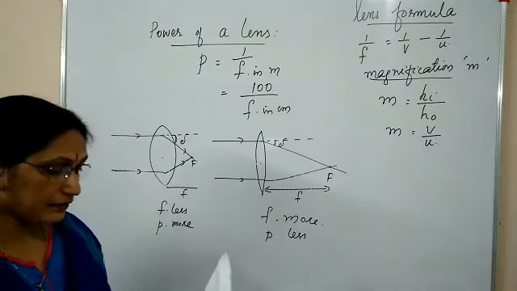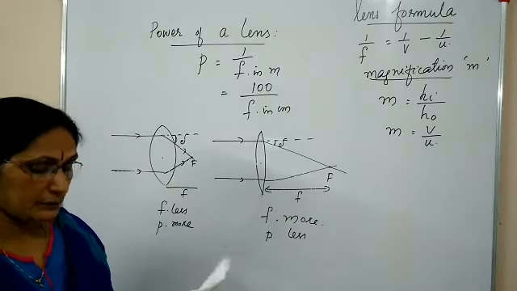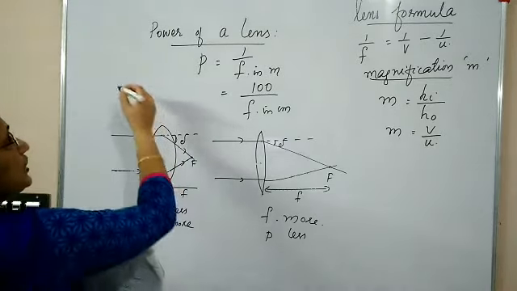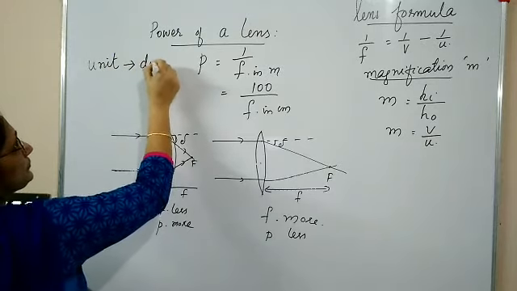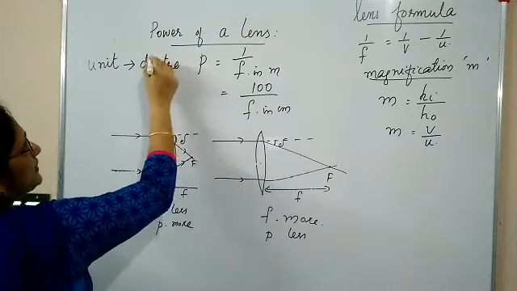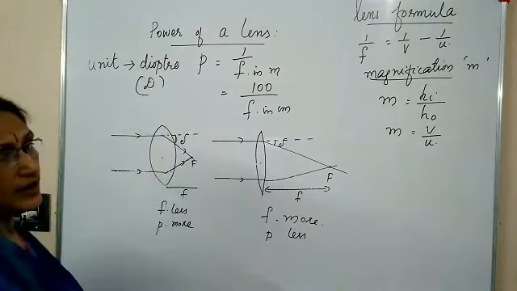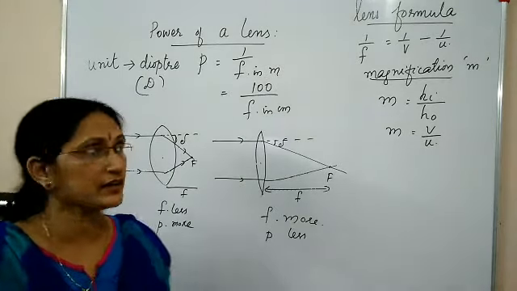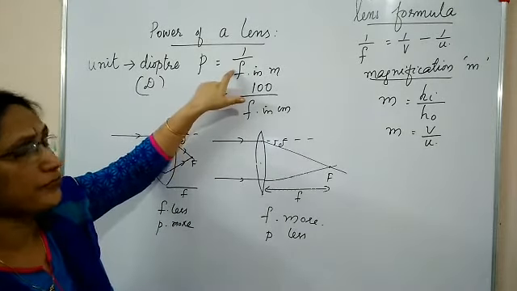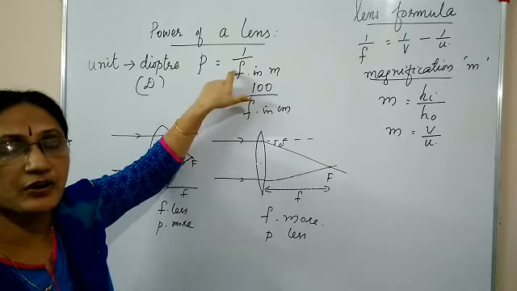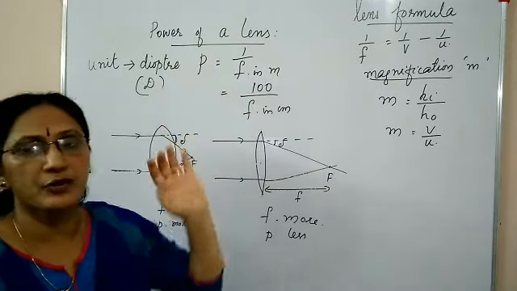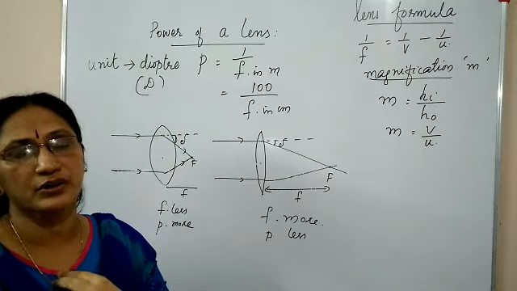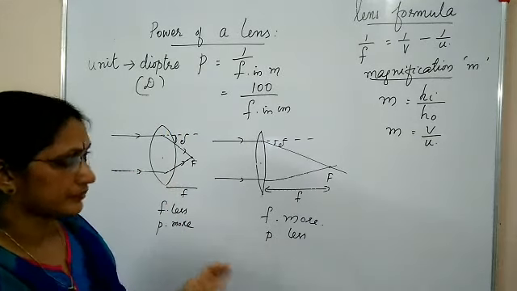So this is about power of a lens. Power of a lens is measured in a unit called diopter, and its symbol is capital letter D. And this power also has a sign. You know, the sign of f is positive for convex and negative for concave. In the same way, the power of a convex lens is positive and of a concave lens is negative.